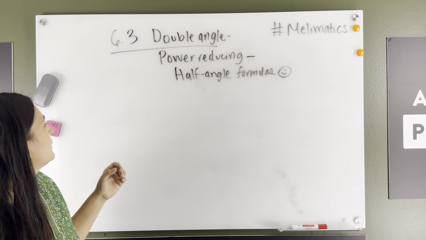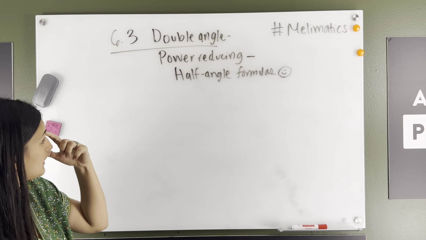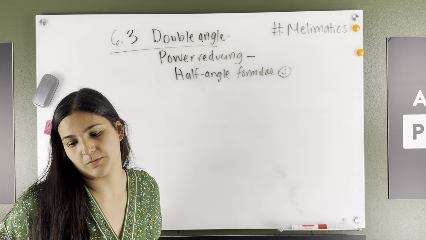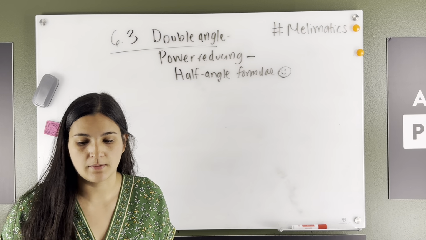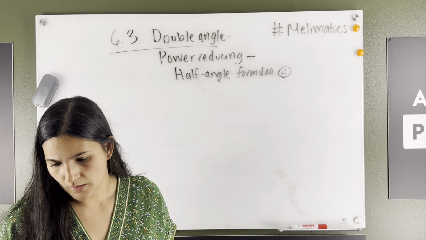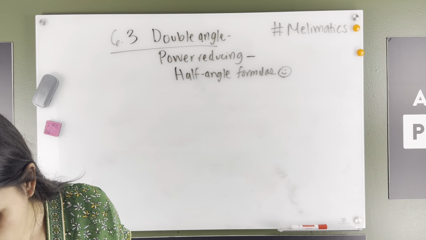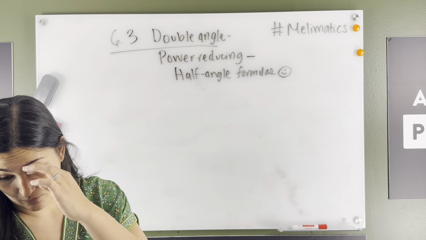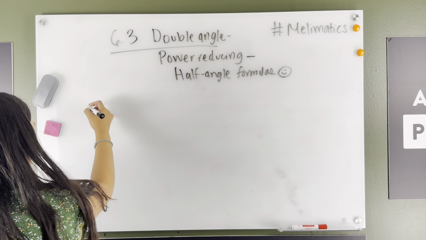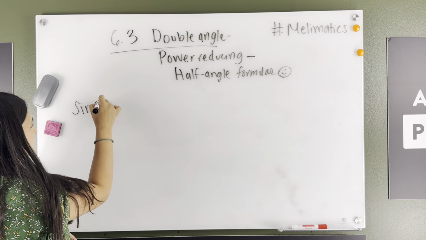Alrighty, so for 6.3, we have double angle, power reducing, and half angle formulas. And this chapter is really just about using the formulas. And I'm going to allow you to have all the formulas. Okay, so here it's saying, example 1, use the double angle formulas. Again, they're all written in the textbook.